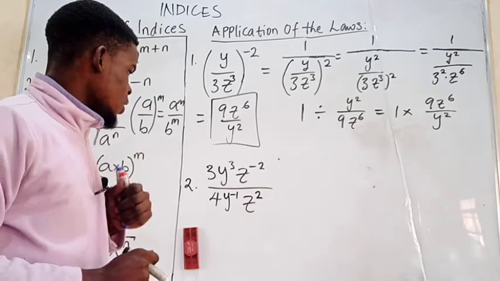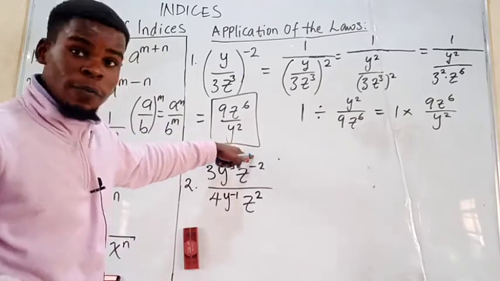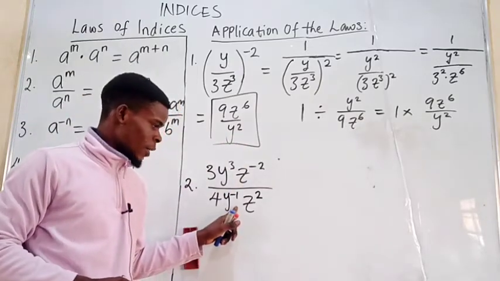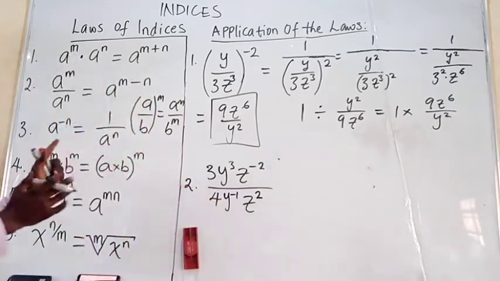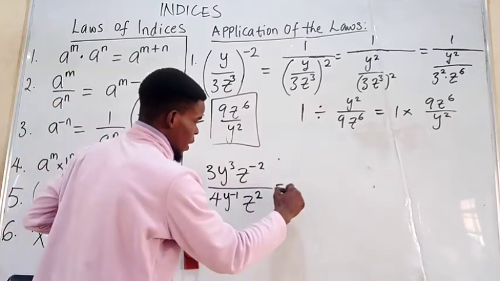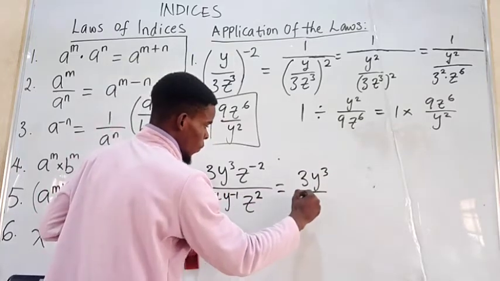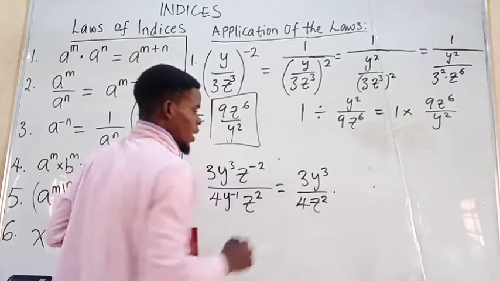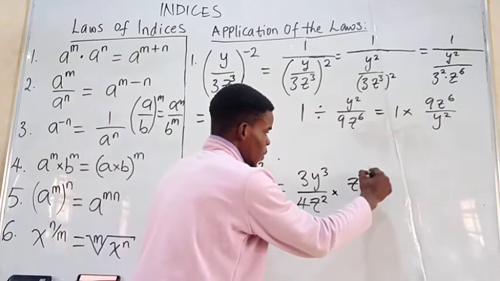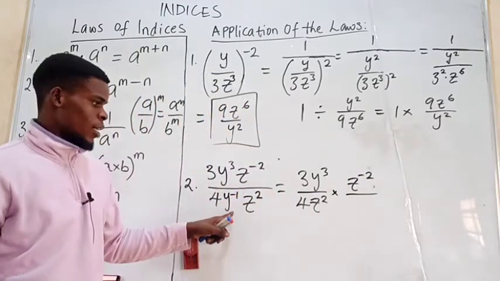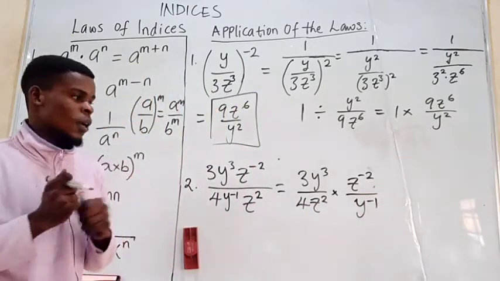For the second one here, we're going to see some things. I see that this has a negative power, and this right here also has a negative power. Maybe if I take them out and work on them, based on law number 3, it will make sense. So I will rewrite everything as 3y to the power 3, then in the denominator, I will just have 4 times z raised to the power 2. Now I would like to multiply this with z raised to the power negative 2, and here I would like to write y raised to the power negative 1. It is the same thing, because I'm doing multiplication.